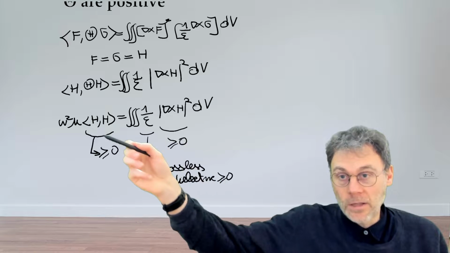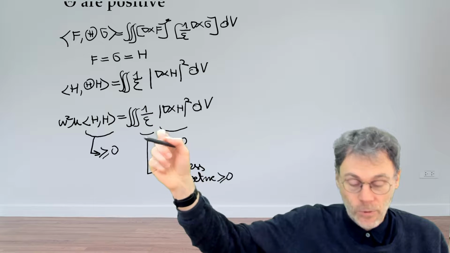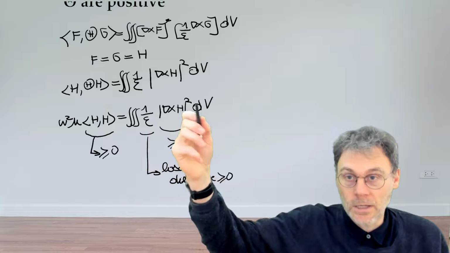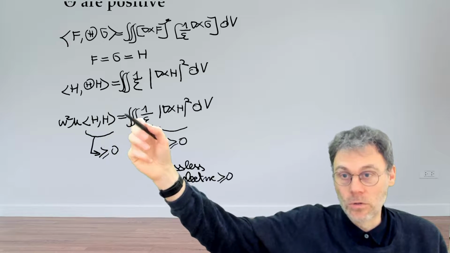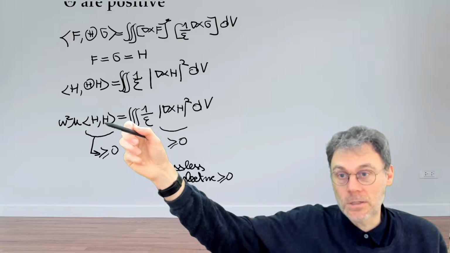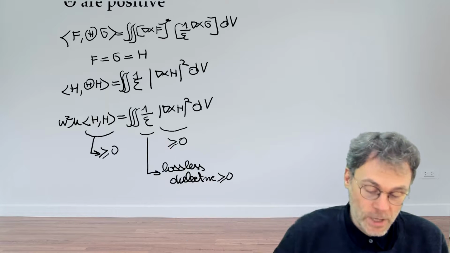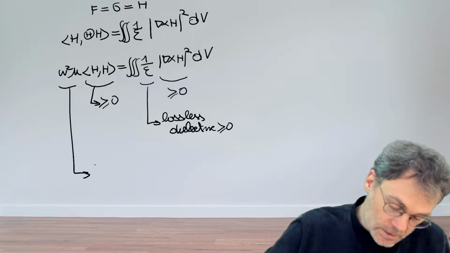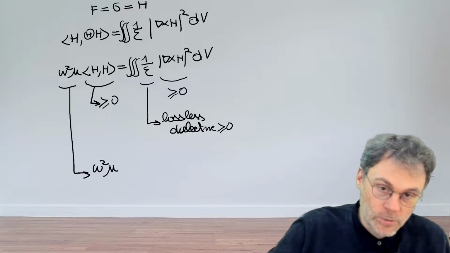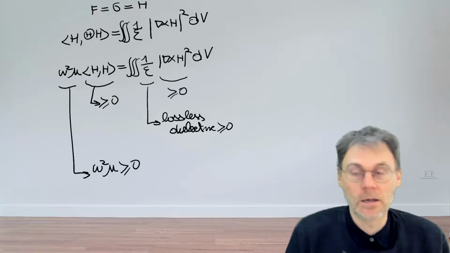So all of the different factors over here, they're positive. So the right-hand side is a positive number. The left-hand side, therefore, should also be a positive number. But since this factor is a positive number, the only inescapable conclusion is finally that the eigenvalue omega squared mu is also a positive number.